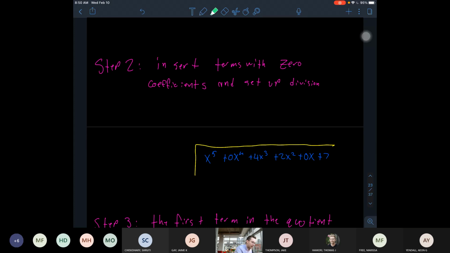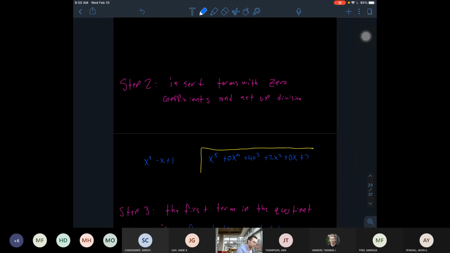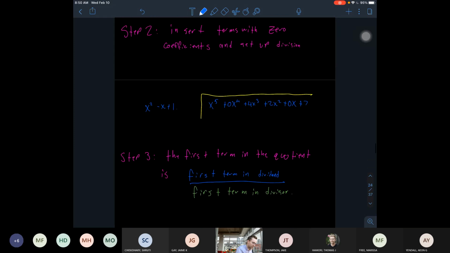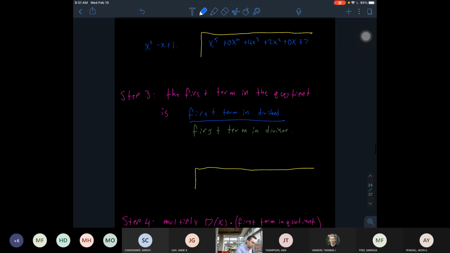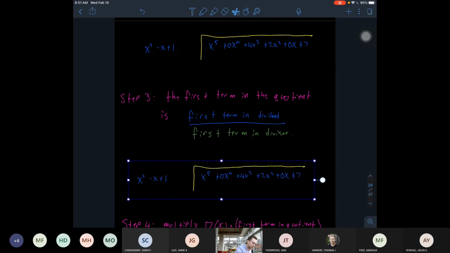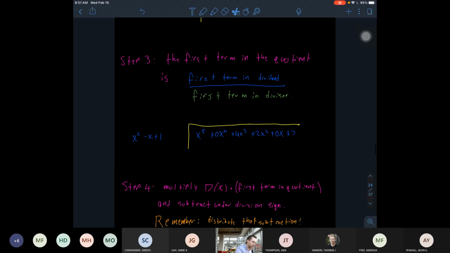Okay? So I want to write down each and every power of x. So 5, 4, 3, 2, 1, and 0. I want to write down all those powers of x. And if I have to write them down with a 0 coefficient, then I'm still going to do that. And then on the outside here, we have x squared minus x plus 1. Okay, so step 2 is done. So let me copy that down. And now we'll move on to step 3.